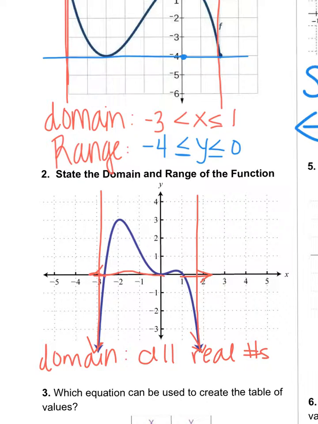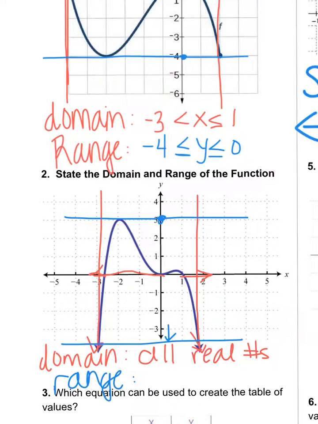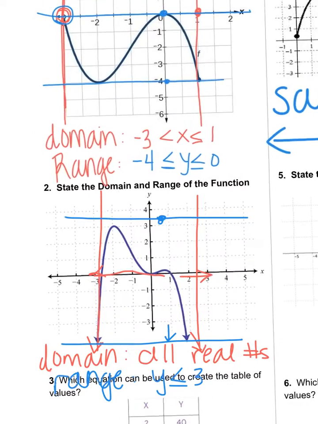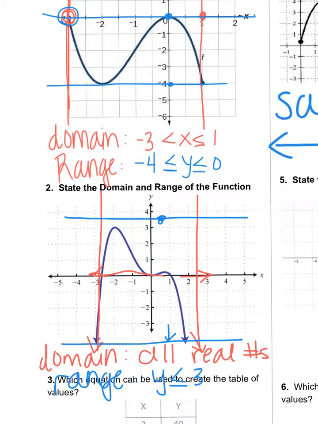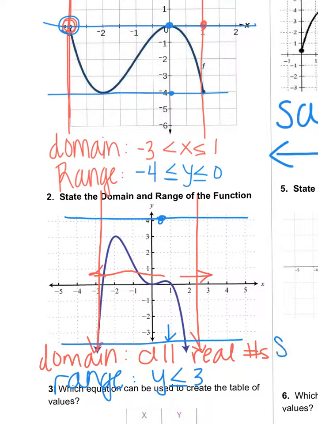Now for range, we have our graph here ending, but there are arrows that keep going. And up at the top, we do have a boundary at 3. So y can be anything less than or equal to 3. Now for this one, you're going to do the same thing on number 2 and 5. So 5 is going to have same steps as this one over here.